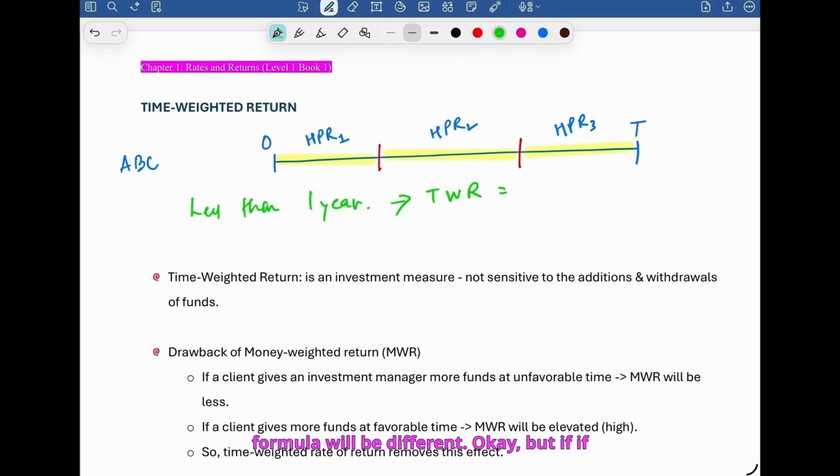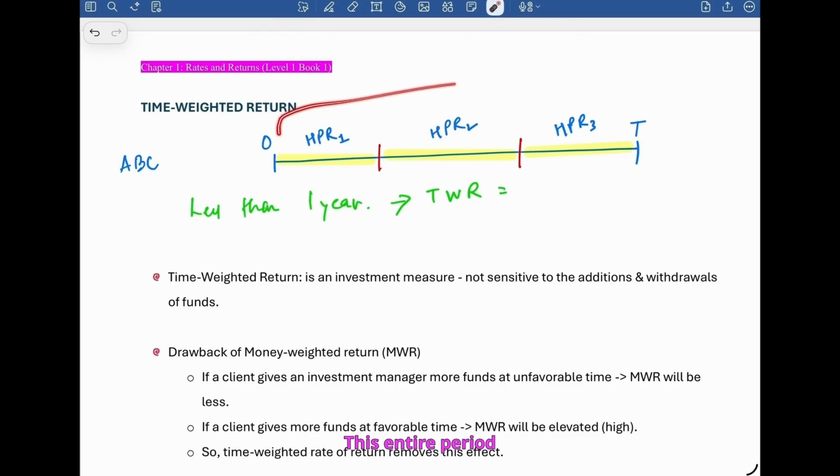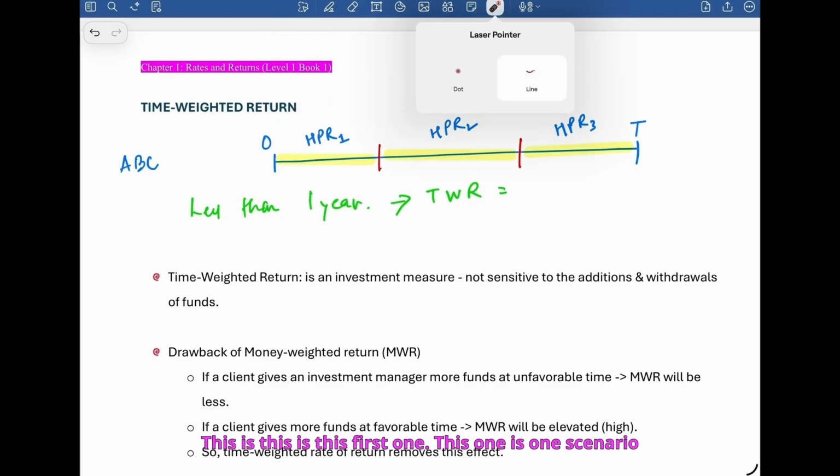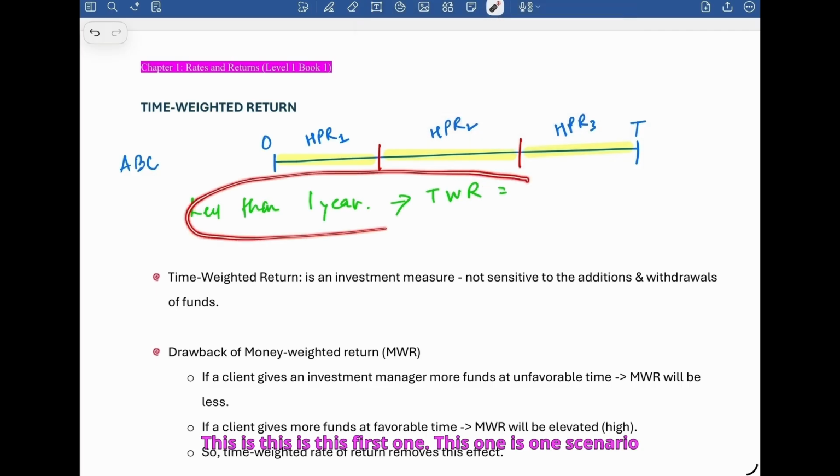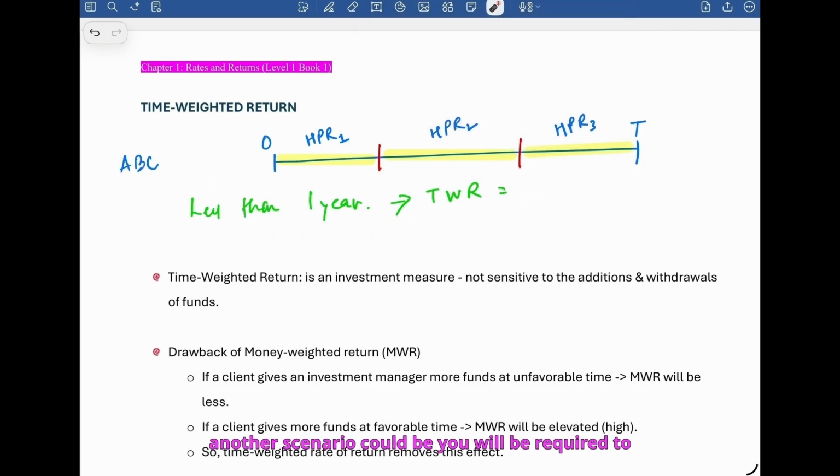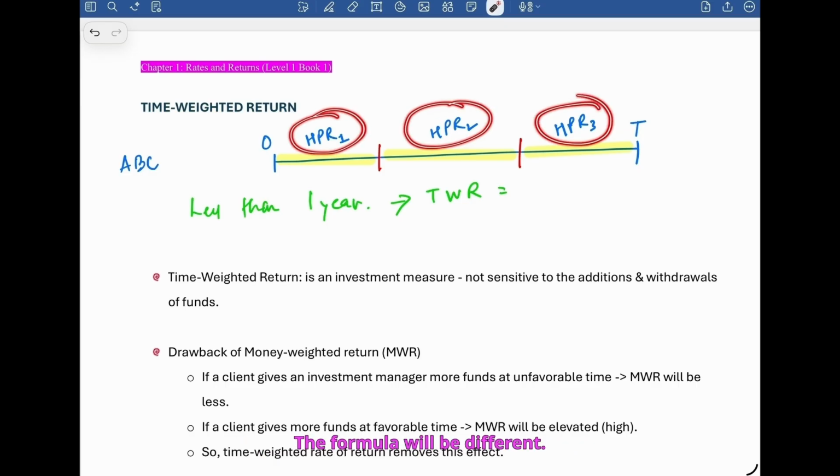But if this entire period is more, that is the second scenario. Another scenario could be that you will be required to find the holding period return for 1 year, then the second year, then the third year, something like this. So if this segment is depicting 1 year, this is 2 years, this is 3 years, then the formula will be different.